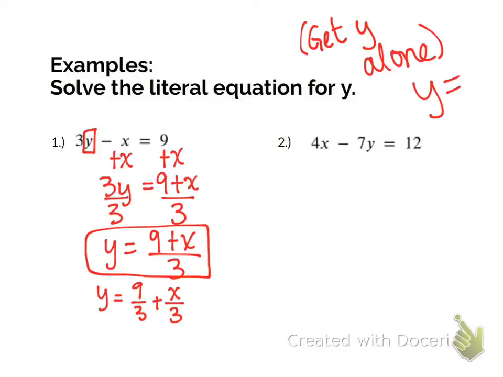9 over 3 simplifies to be what? 3. So this could become 3 plus x divided by 3. I would be okay with either one of those answers. Later on in the year, we will have to do it this second way, but for now, I'd be okay with this first way. We're just trying to get y alone. Questions on 1 before we do 2?